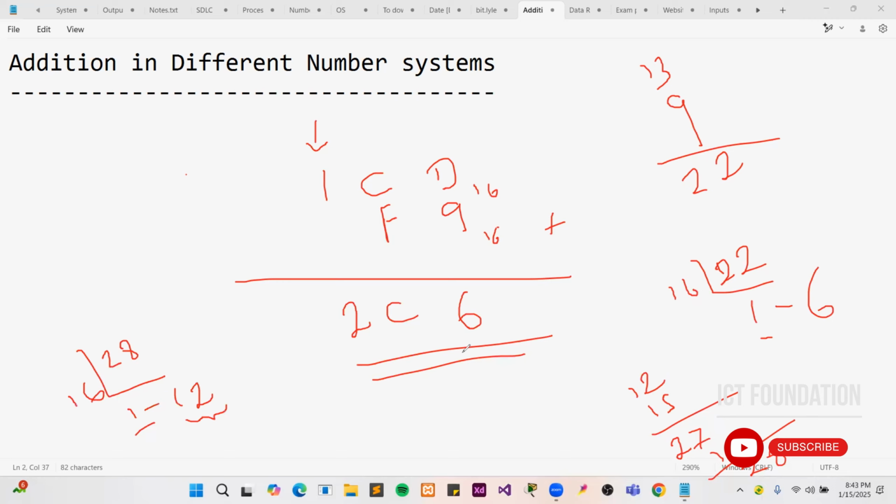So these are the things we covered in this video session. That means addition in different number systems like octal, binary, and hexadecimal. We'll see the next video with a new concept.